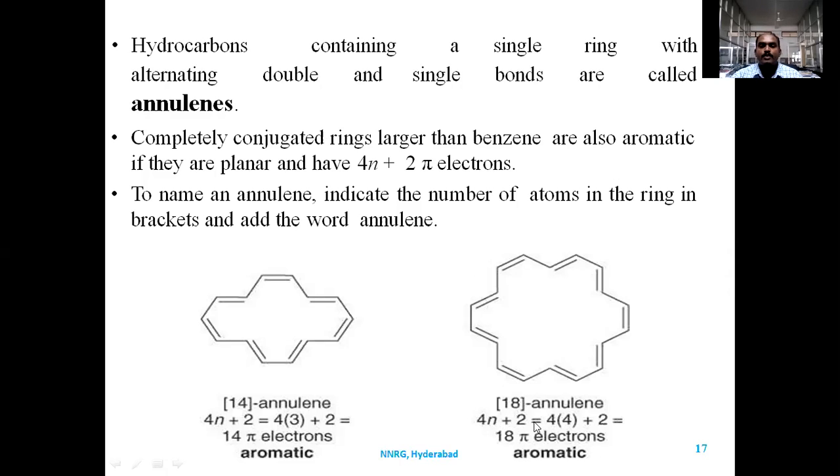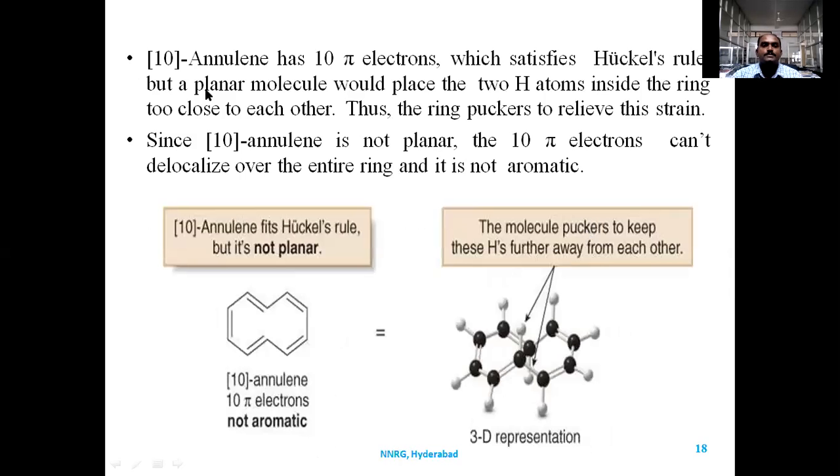When you revise, all compounds which contain 6 electrons, or 10 electrons, or 14 electrons, and 18 electrons are called aromatic in nature. But 10 annulene is not aromatic in nature. Why? Though it is satisfying Huckel's rule, it is not planar. Why is it not planar?